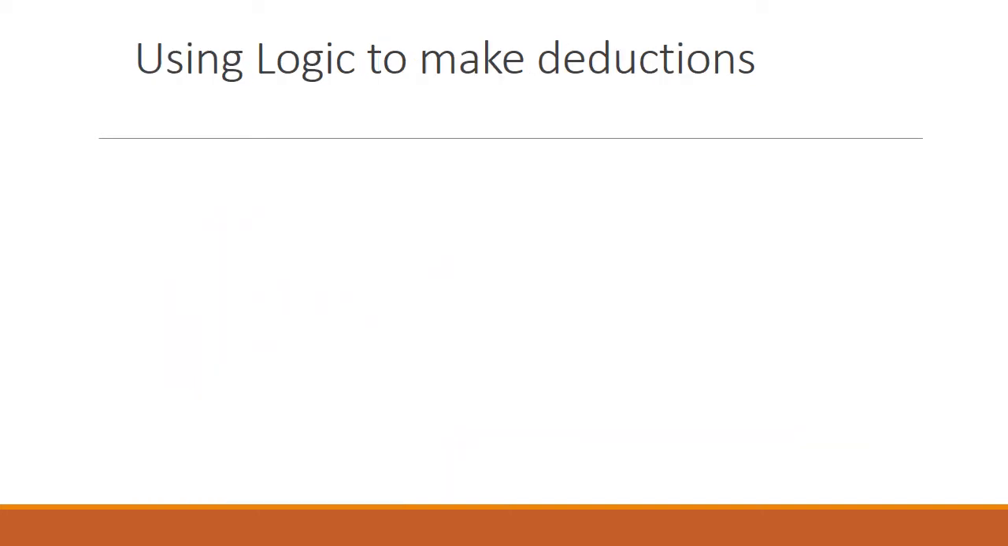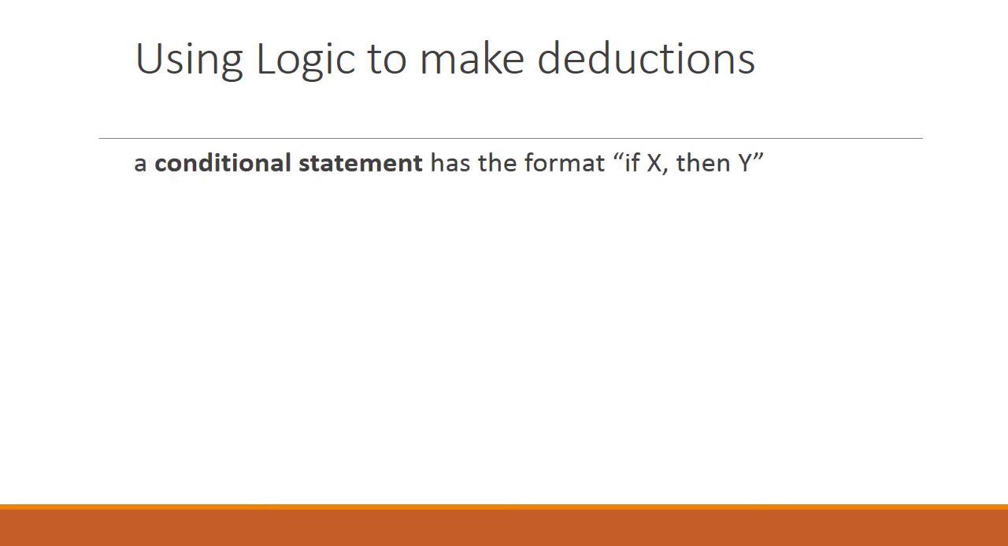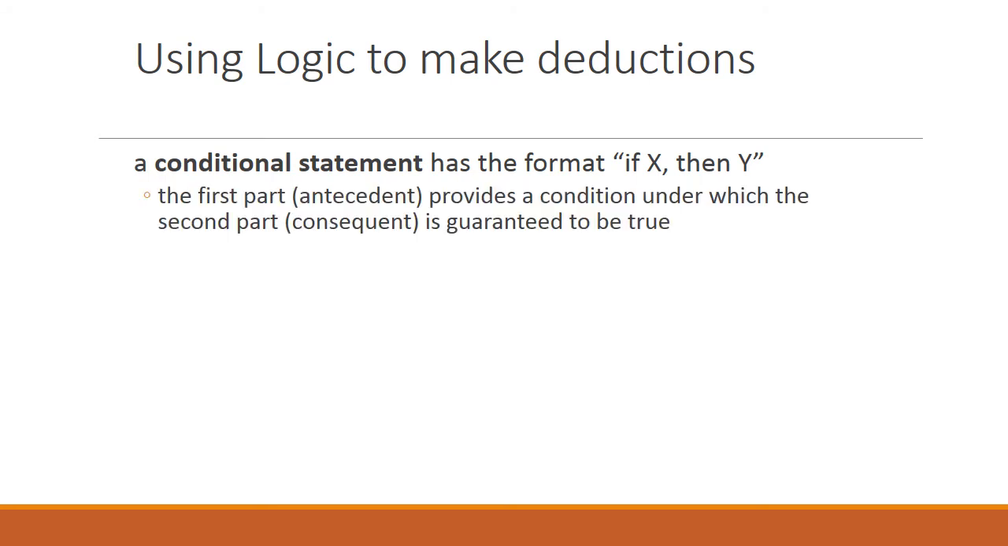Look at these conditional statements to examine deduction. A conditional statement has the format if X, then Y. The first part is the antecedent X, the second part is the consequent Y. The first part provides a condition under which the second part, the consequent, is guaranteed to be true. We have various different formats of these, which you don't need to have memorized. These are just for illustration purposes.